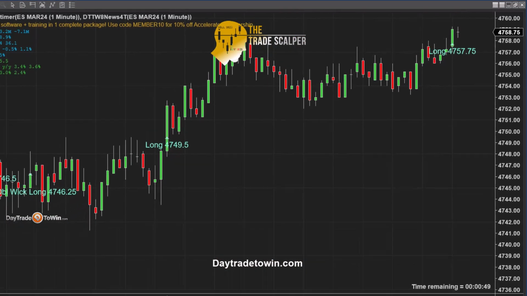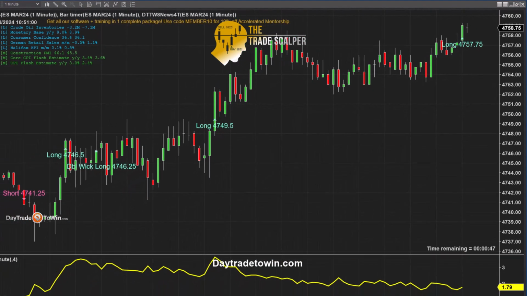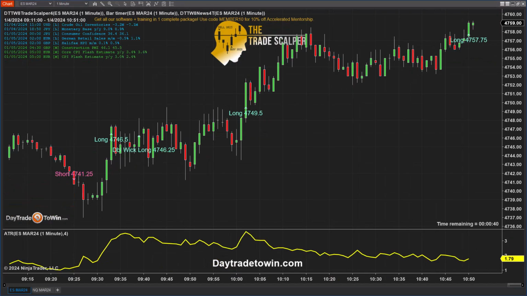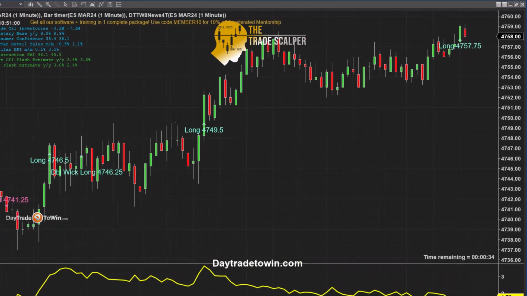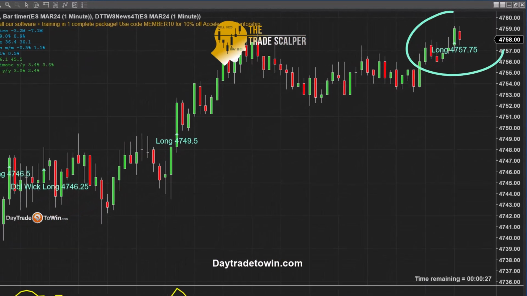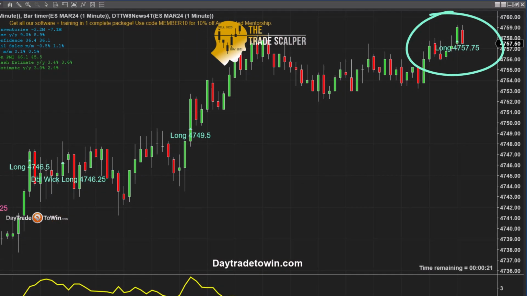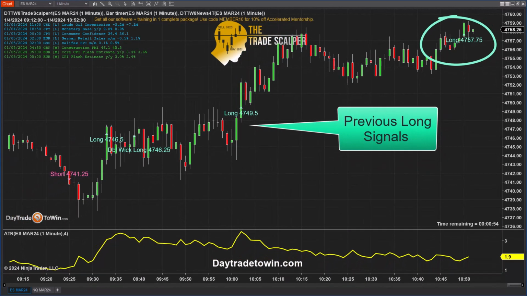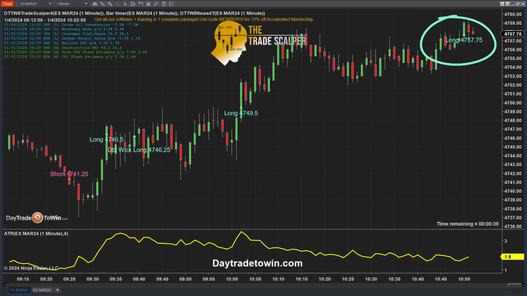Now currently we see that there are 4 long signals on the chart and one previously which was short, and that was pre-market. So right now 47.57.75, a great opportunity to go long. The reason why I'm going to go long is because previously you can see that there are the previous 3 long opportunities or signals, which indicates to me we have a strong trend to the upside. I want to try to see if we can take advantage of this long opportunity.